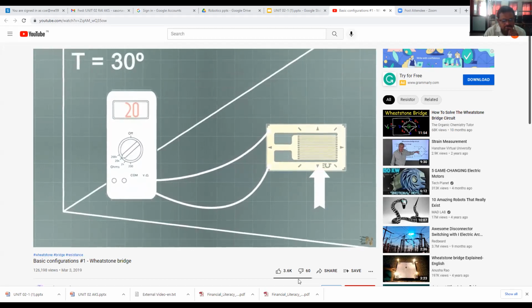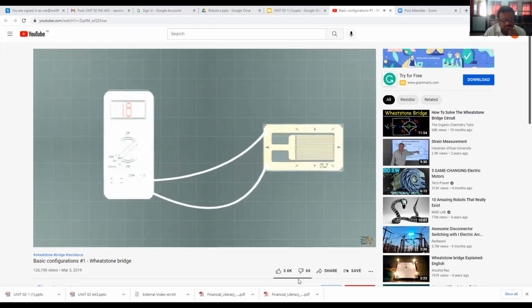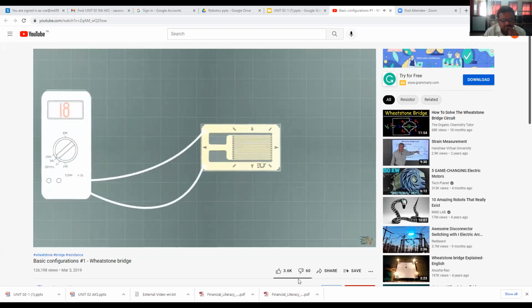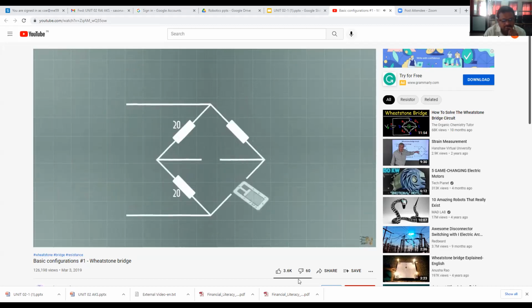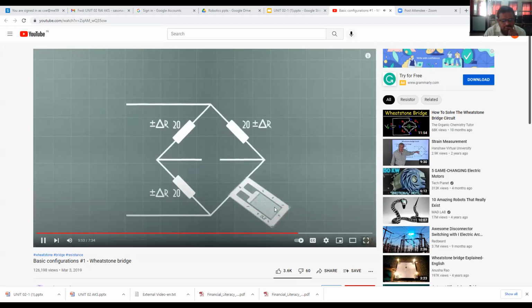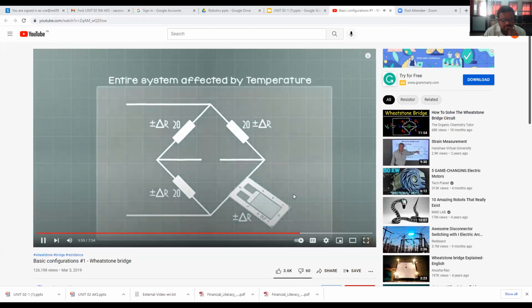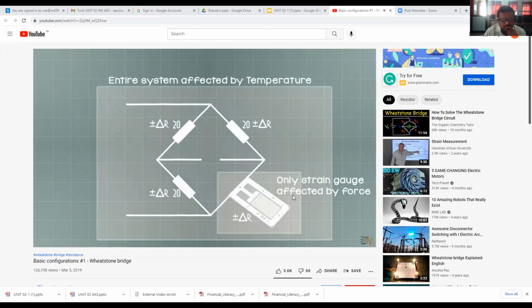Then we apply the same force, but in a room of 50 degrees, and now we get 18 ohms. So that means that the gauge reading is not reliable, because it will change with the temperature as well, and we don't want that. But if we put this in a Wheatstone bridge together with other resistors that will also change with temperature, the output won't be affected, because the entire system is affected by the temperature, but only the gauge is affected by the force. So we separated the temperature error from the gauge sensor.